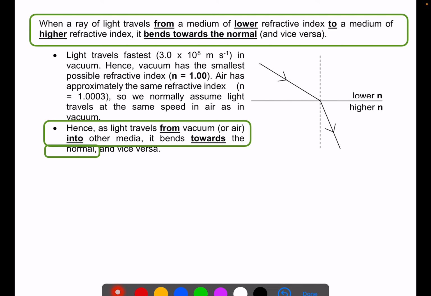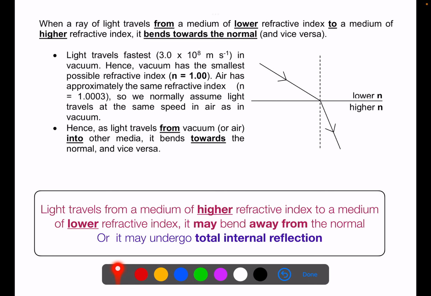What about the reverse direction? When light travels from a medium of higher refractive index to a medium of lower refractive index, it may bend away from the normal. Okay, I mentioned that it may also undergo another phenomenon called total internal reflection. Okay, for now, we look at this possibility of bending away from the normal.